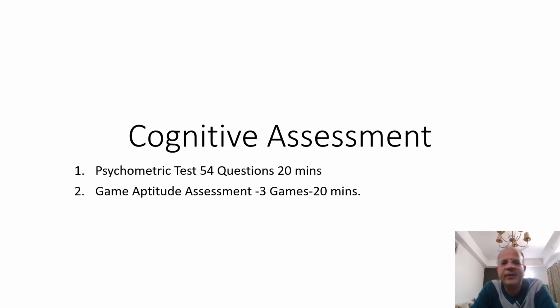And then comes the game aptitude test. So this is primarily the focus of this video. The game aptitude test is going to have 3 games, which again you have to do in 20 minutes. Psychometric test, 54 questions, you have to do it in 20 minutes. Game aptitude, it's going to be 3 types of games, which you need to do in 20 minutes.